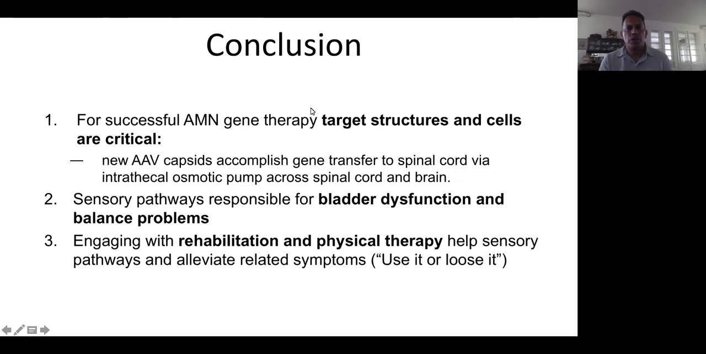Brian Wishart, who will talk about his practice and the enormous help that he's provided to my clinic in addressing gait and balance problems and many other symptoms that AMN patients experience.